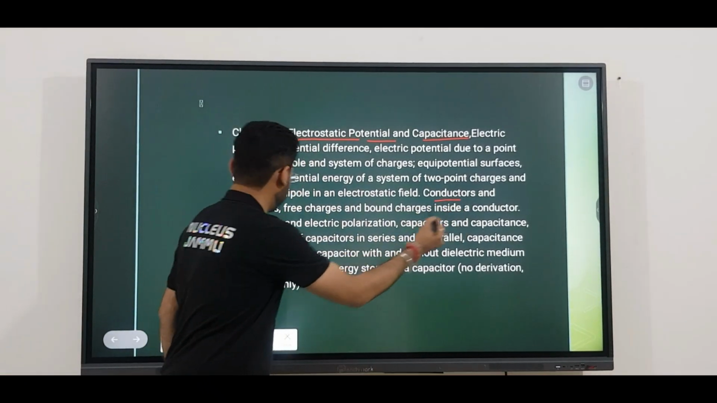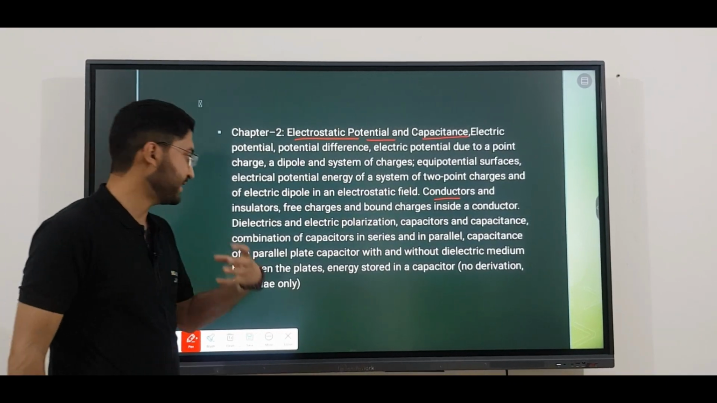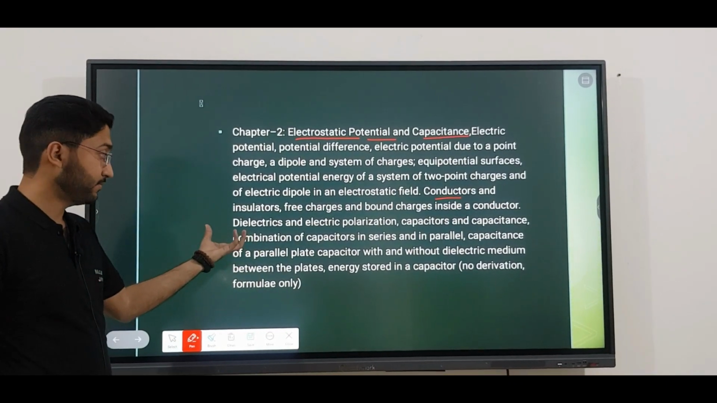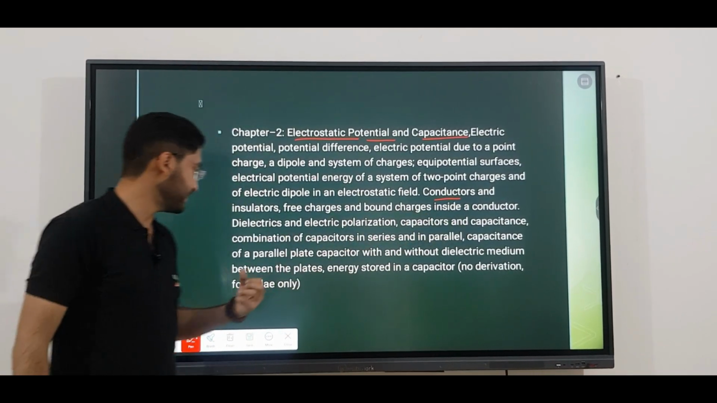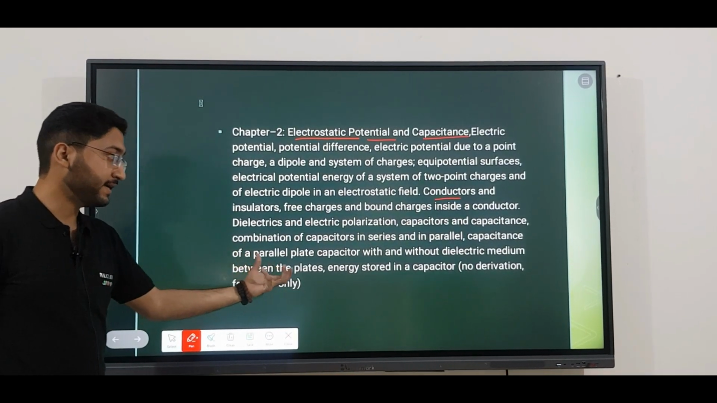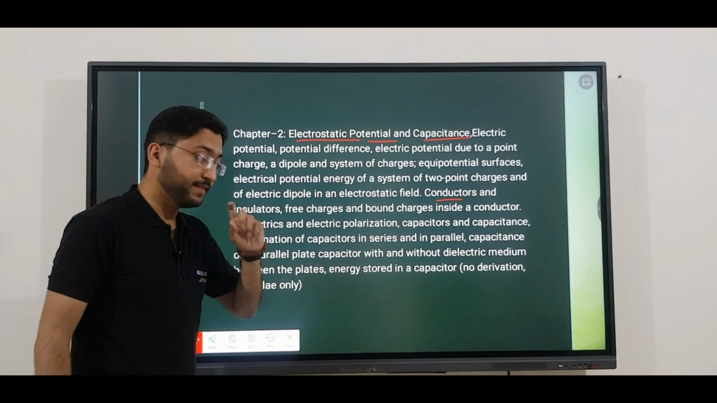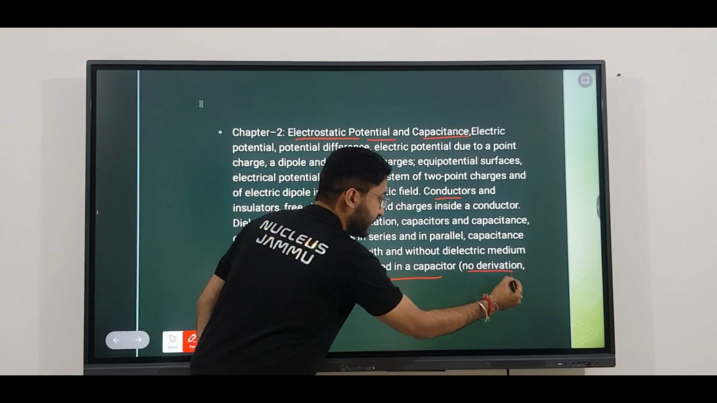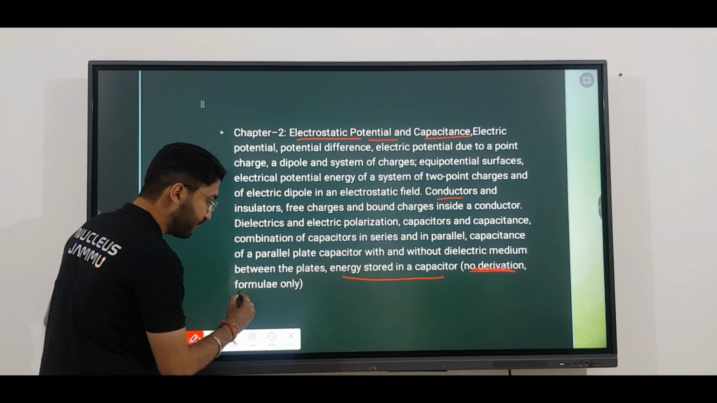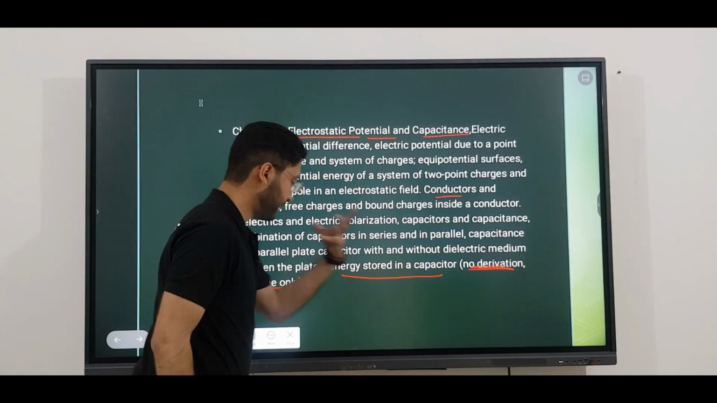Now the conductors, insulators, free charges, bound charges inside a conductor, dielectric and electric polarization, capacitors, capacitance of a parallel plate capacitor with and without dielectric between the plates. And there is a new modification: energy stored in a capacitor, no derivation required, you only have to study the formula for energy stored in a capacitor.